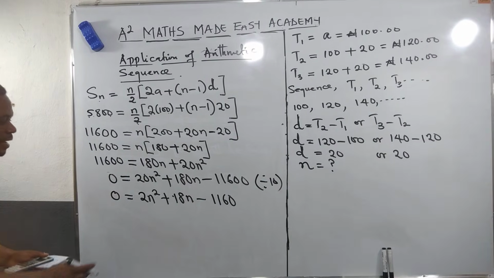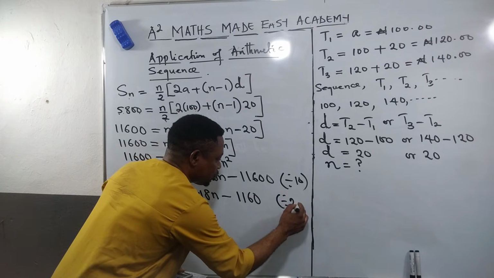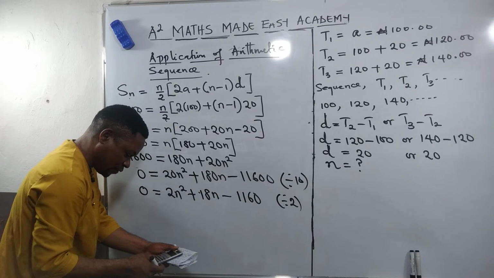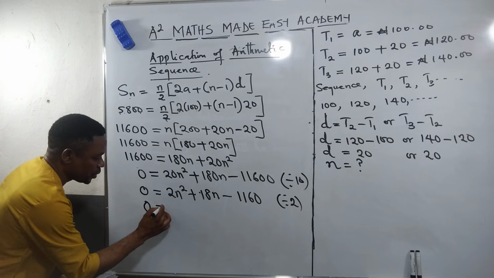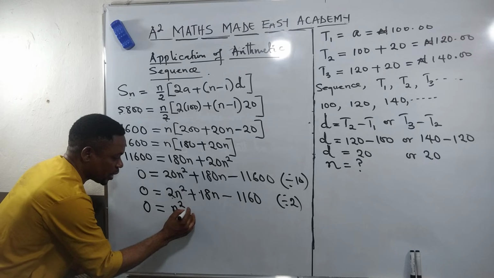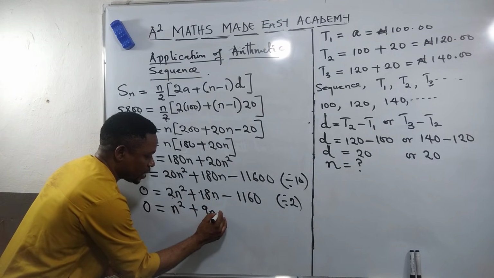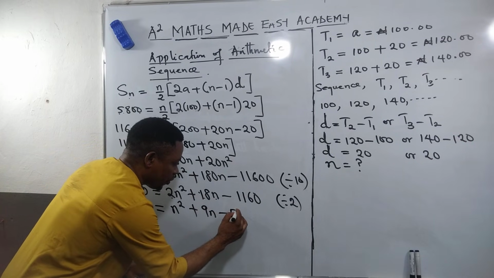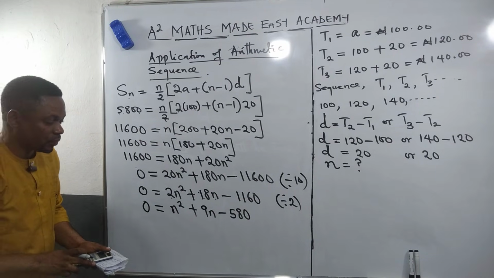Am I communicating now? Now the question again, can we reduce this further? I think so. 2 can also divide. Divide by 2, break it further. Are you with me now? Now if 2 can divide, 0 over 2 is 0. Then equal to 2n squared over 2 will give us n squared. Then plus 18n over 2 will give us 9n. Minus 1160 over 2 will give us 580.